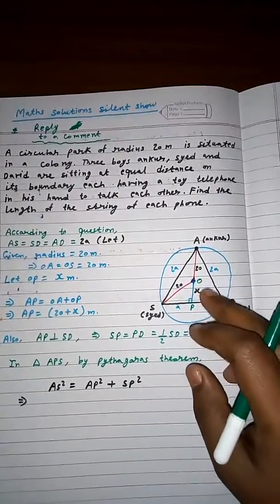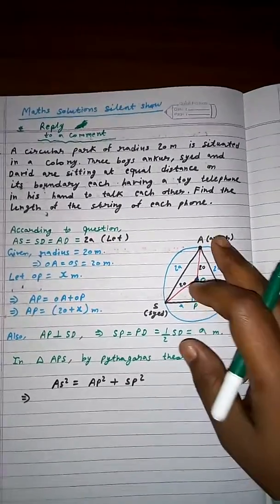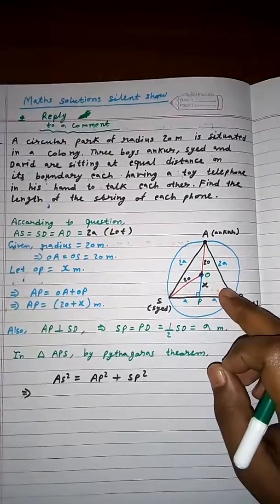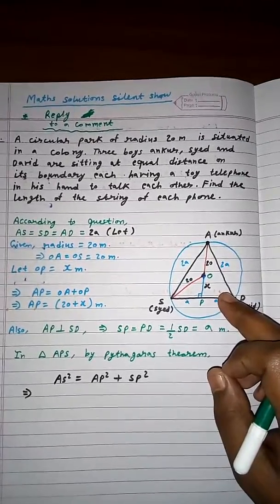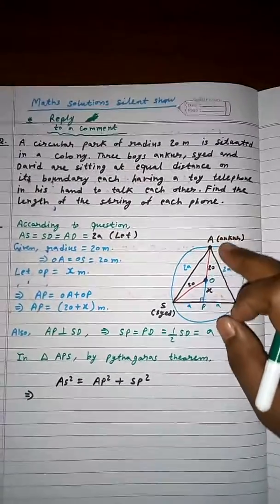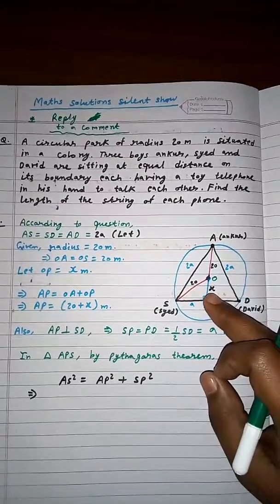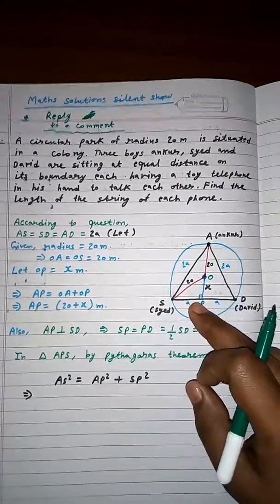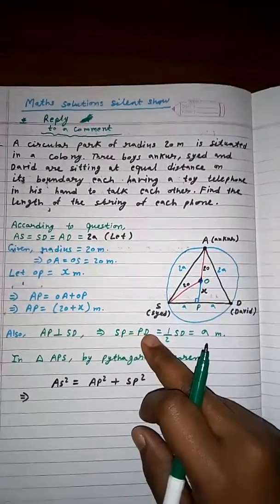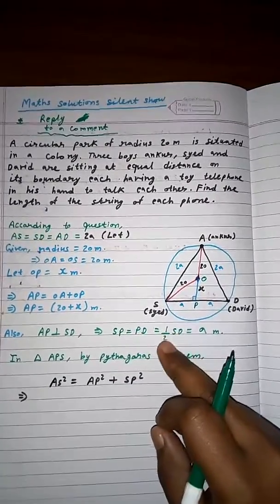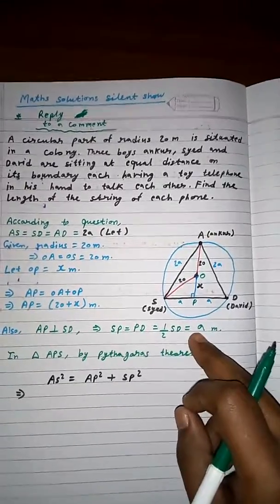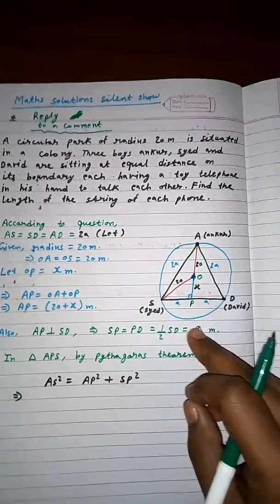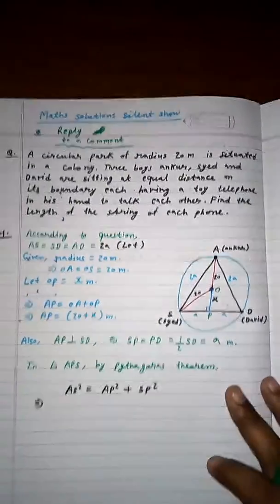I let this OP distance be x meter. So the total length of AP becomes OA plus OP, which is equal to 20 plus x meters. I draw this AP perpendicular on the line SD, which divides SD into two equal parts, SP and PD. So the distances of SP and PD are a meters, because the total length I have taken is 2a, so the half distance is a meters.